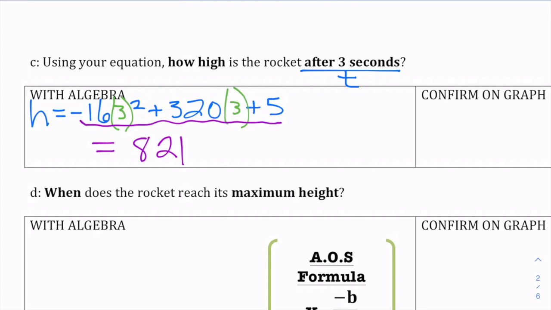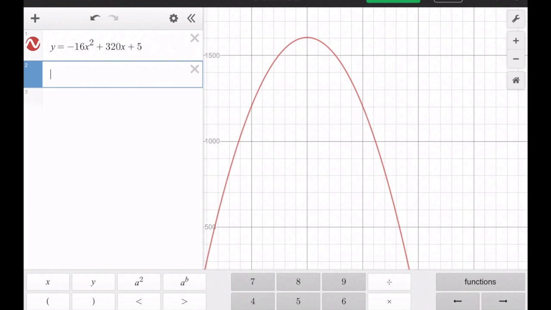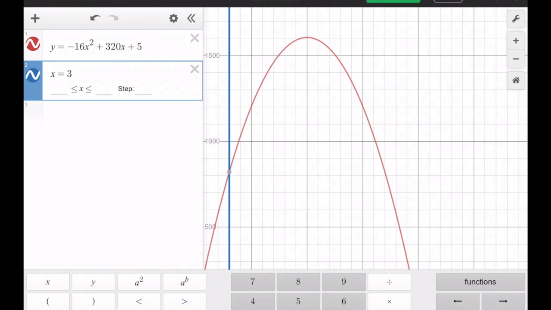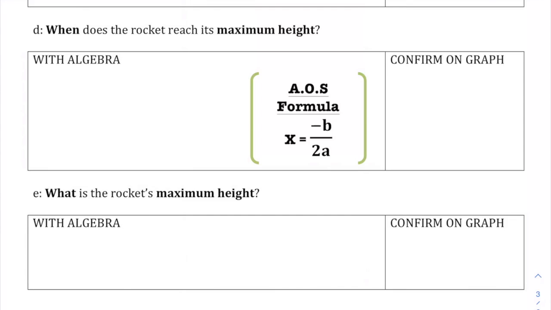And because this is a word problem, I have to think about my units. It asked me how high, so it's talking about feet because all of the heights are in feet for this problem. Now I'm going to confirm this on Desmos by entering x equals 3 and seeing where that point is on the red graph where x is 3, and it looks like the y value there is 821.